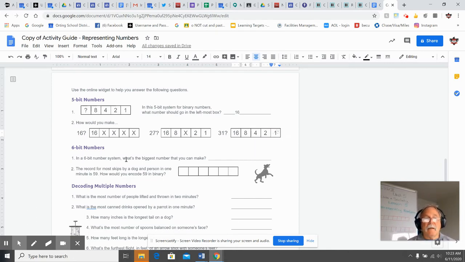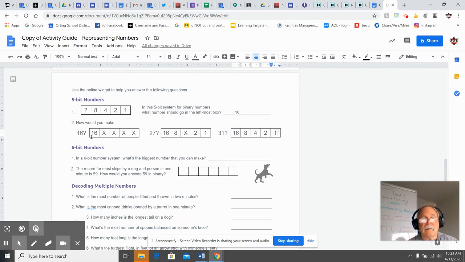Okay, so you did that. Now that was a 5-bit widget. Okay, now we're going to go to 6-bit widget. In a 6-bit widget system, what's the biggest number that you can make? The biggest number. So go ahead and try that and see what you come up with.